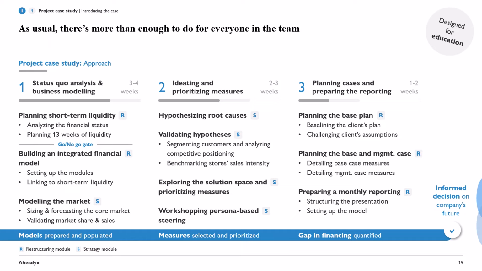So here, as you can see in phase 1, the first work package is planning short-term liquidity. This is something that's not that complex, so I'm going to give this to the junior consultant as a lead. This is also important because they need to grow, so just do that, allocate responsibility early on.